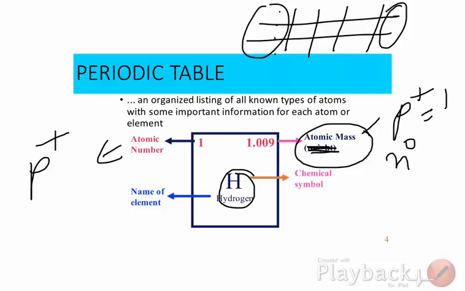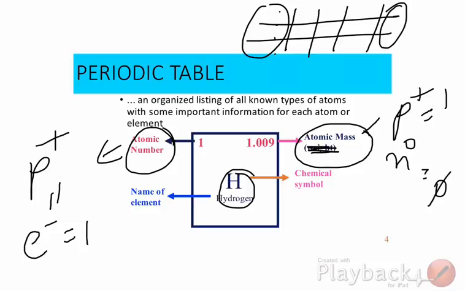Always remember that in an atom, the number of protons and the number of electrons is the same. Okay? An atom has no charge. If there's 1 proton, then there's 1 electron. If there are 2 protons, then there are 2 electrons. In an atom, remember I said atom, the atomic number, which denotes the number of protons, is also the number of electrons. So what are we saying? Hydrogen has 1 proton and therefore 1 electron. It has no neutrons. All right.